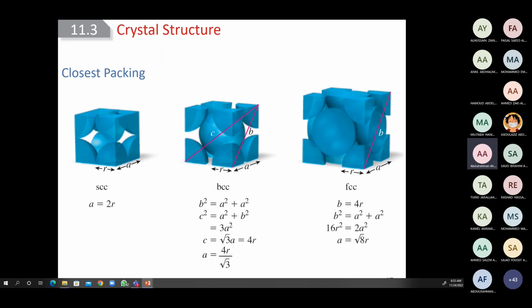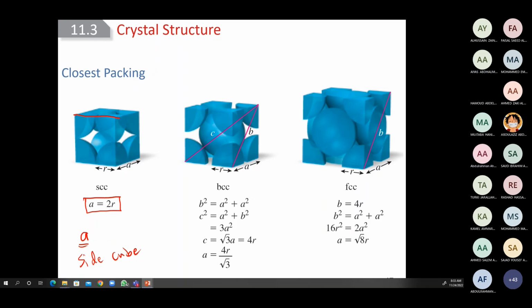Actually, the atoms are touching each other like this. So we are going to call the distance from here to here A. What is A in this case? The side of what? Side of the cube. If the atoms are touching each other like this, what is A equal to? 2R. Why? Because each atom has the radius R, and they are touching each other. So the distance from one center to another is 2R.